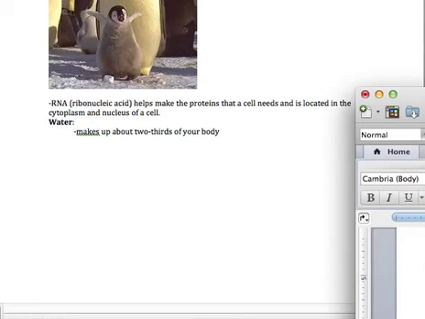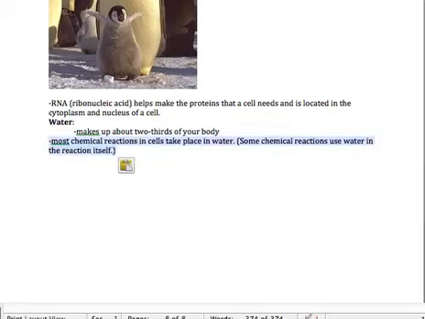Now, most chemical reactions that happen in cells actually take place in water, and some chemical reactions actually use water in the reaction itself. Next week, when we talk about photosynthesis, we'll see how plants use water to help make carbohydrates. Again, water has hydrogen and oxygen in it. Carbohydrates need carbon, hydrogen, and oxygen. So it's going to use some of that hydrogen and oxygen in the water to help make the carbohydrates. So that is a chemical reaction that actually uses water in the reaction itself.